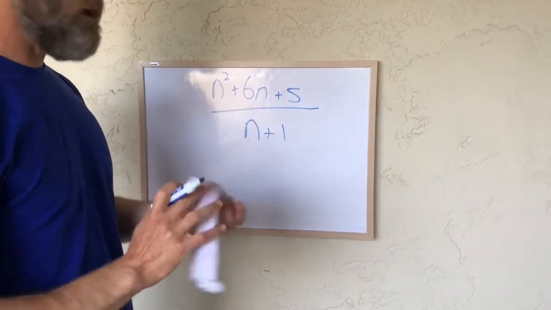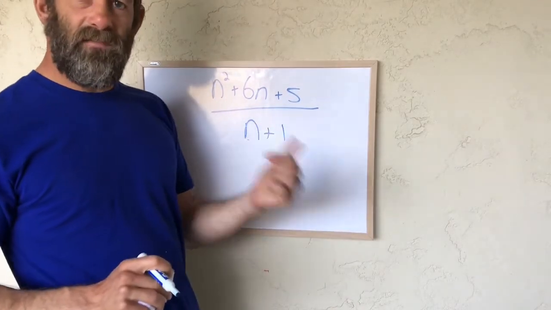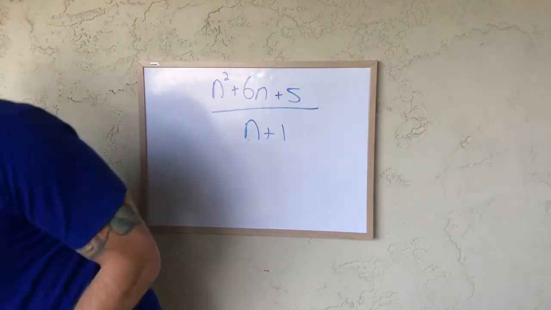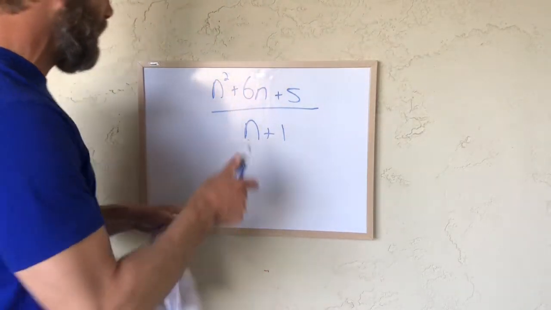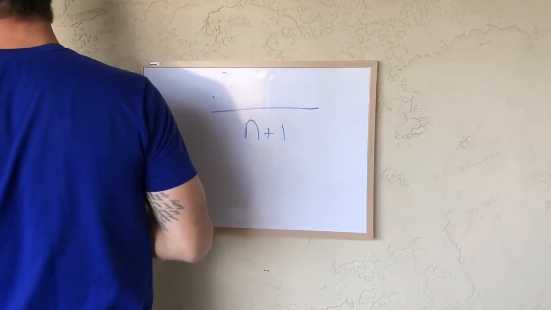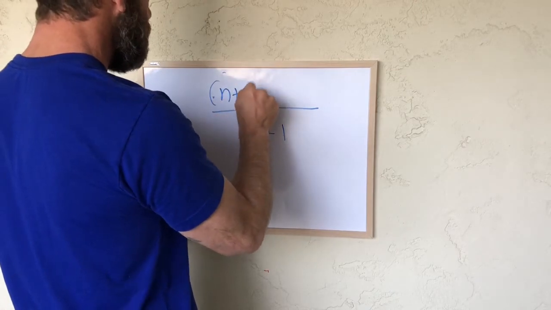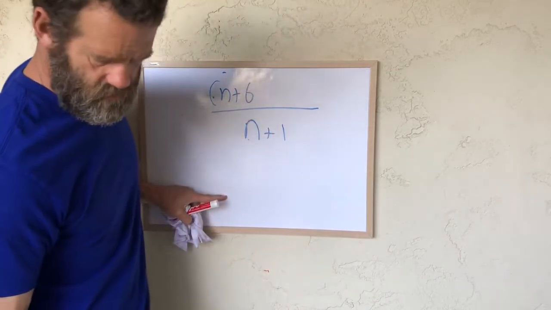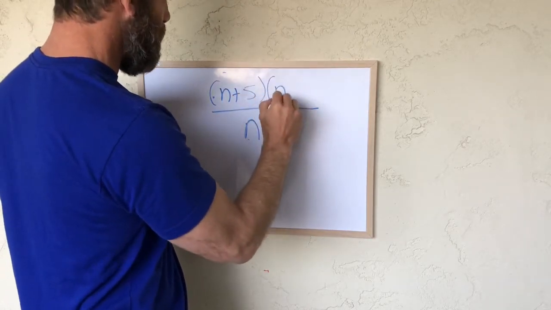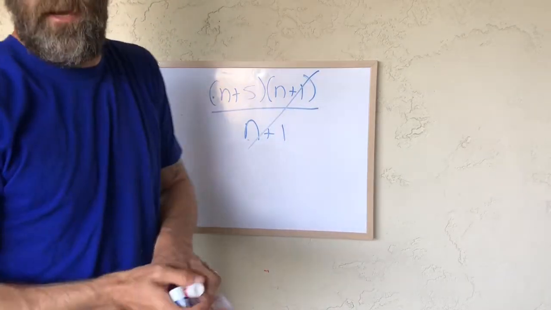is this right here. Go ahead and pause the video, because you should be able to do this pretty simple. Pause the video and see if you can simplify this. Okay, so if you paused the video, you should have been able to see that this is really simple. This is going to give me n plus 5 times n plus 1. These two simplify, giving me n plus 5 as my final answer.